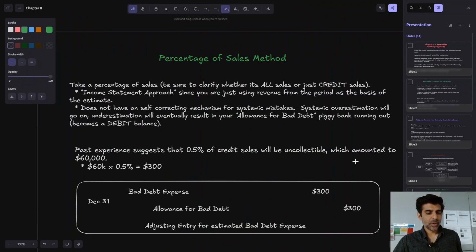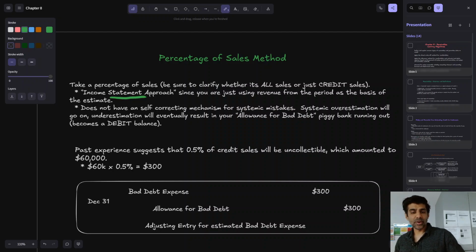So percentage of sales: basically, you're going to take some percentage of how much revenue you generated, and that percentage is going to be based on what I talked about: historical analysis, trend analysis, factoring in the economic factors. You come up with some percentage, and then you apply that percentage to how much you generated in sales. That's how much bad debt expense you're going to take. This is called an income statement approach, because you don't care about your ending accounts receivable balance. You actually just look at how much sales you generated.